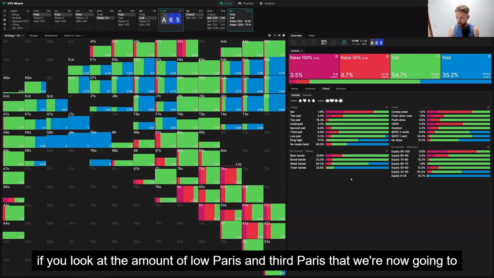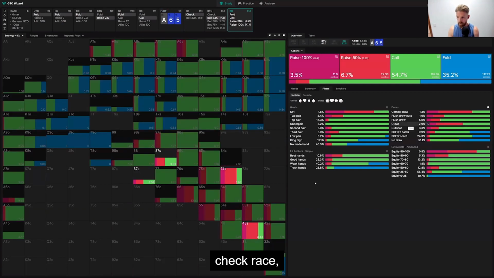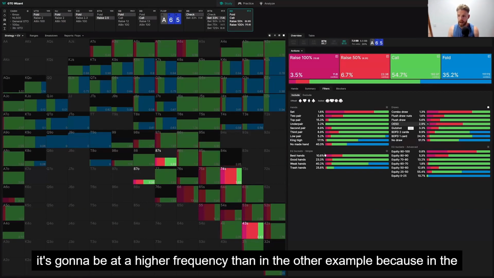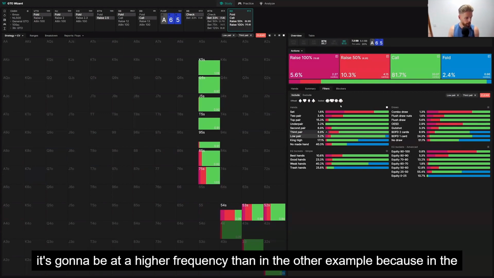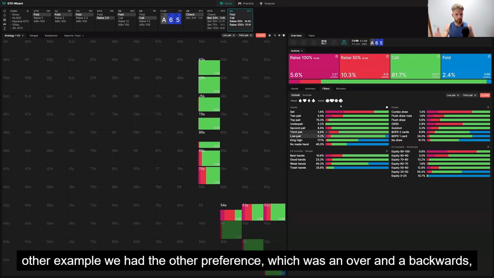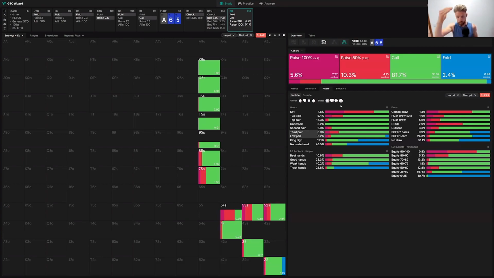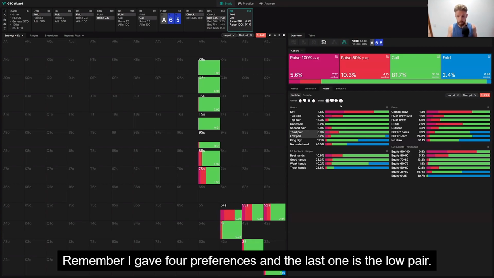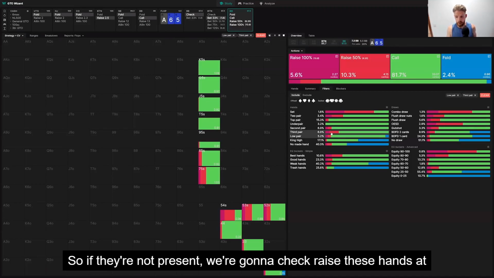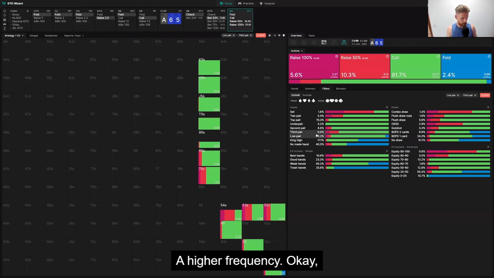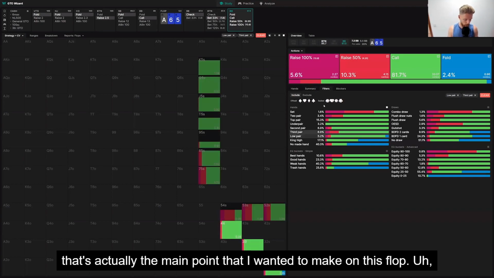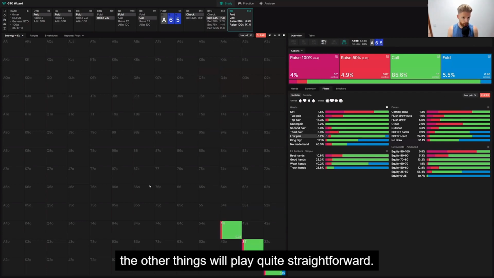And as you can see here, if you look at the amount of low pairs and third pairs that we're now going to check raise, it's going to be at a higher frequency than in the other example, because in the other example, we had the other preference, which was an over and a backdoor, but we don't have that here. So in order to still reach the check raising frequency that we want, we need to dig lower in the preference. Remember, I gave 4 preferences. And the last one is the low pairs. So if they're not present, we're going to check raise these hands at a higher frequency. Okay. That's actually the main point that I wanted to make on this flop. The other things will play quite straightforward.